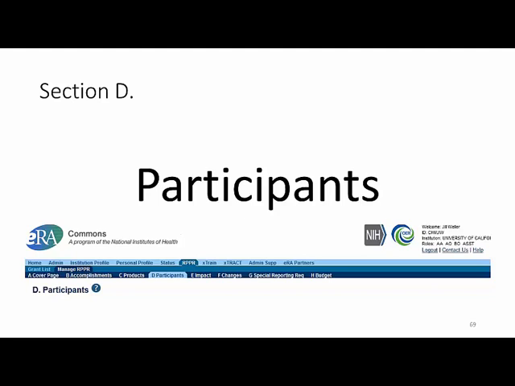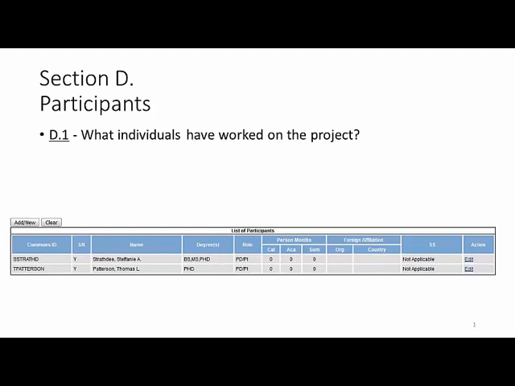Okay. The rest of the sections of the RPPR are not as time-consuming as B4 and publication. So this will go a little bit faster. For participants, you have a couple questions here, and it's going to say what individuals worked on the project. And you're going to say, oh, I've got 12 trainees. That's not what goes here. This is just asking about the PD, PI, or the key personnel. So usually that's 1 to 2 people, and they're just asking for their information here.